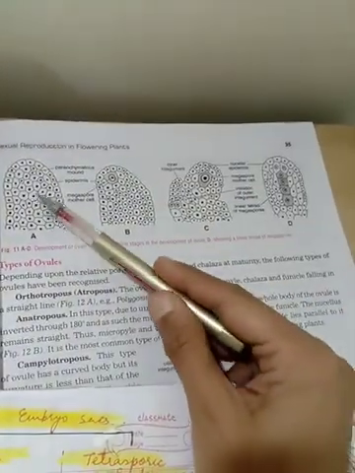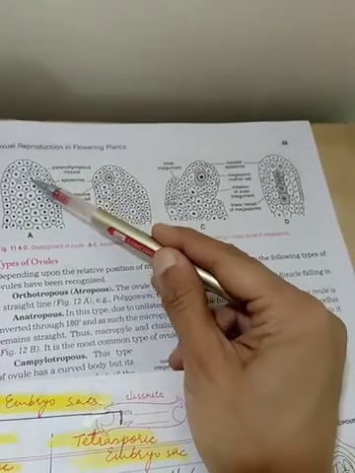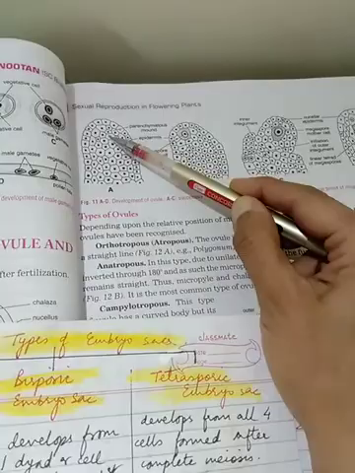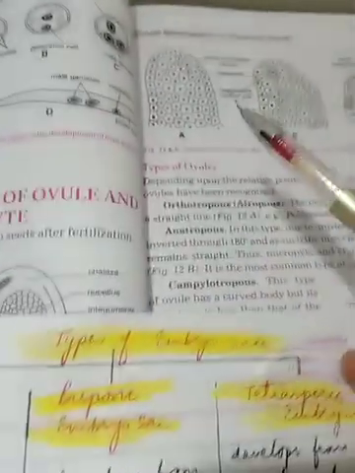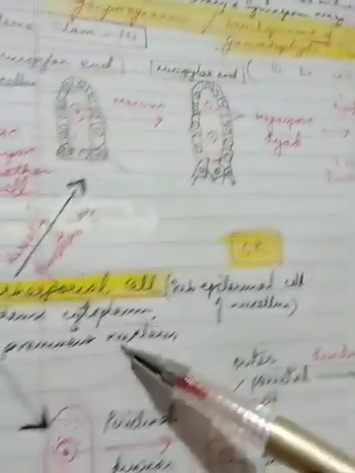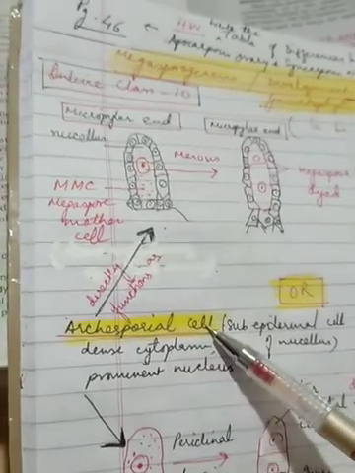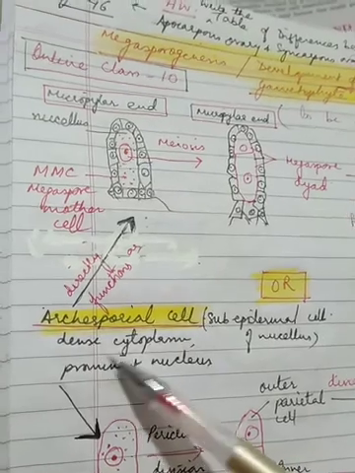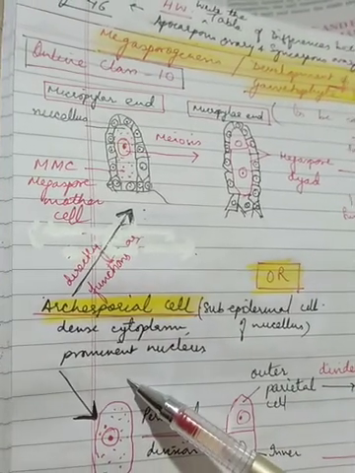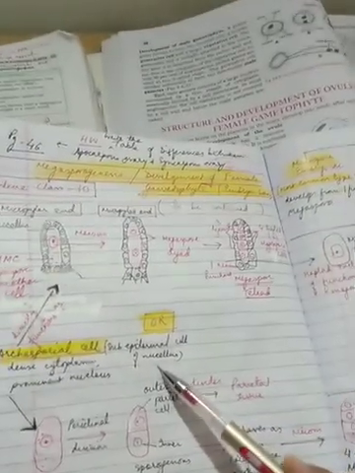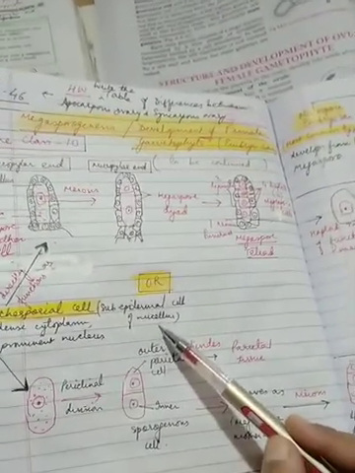Now what happens? One of the cells in the subepidermal or the hypoepidermal region functions as an archisporial cell. See, this is a mass of parenchymatous cells. But one of the cells becomes functional as the archisporial cell due to two reasons. Why? Because this has dense cytoplasm and a prominent nucleus. This is one of the subepidermal cells of the nucellus. Remember nucellus? This is the nutritive tissue.